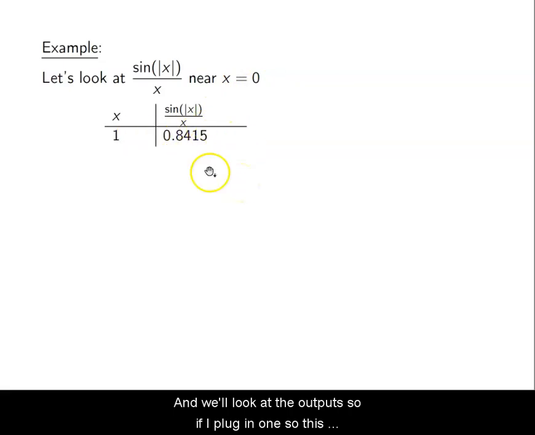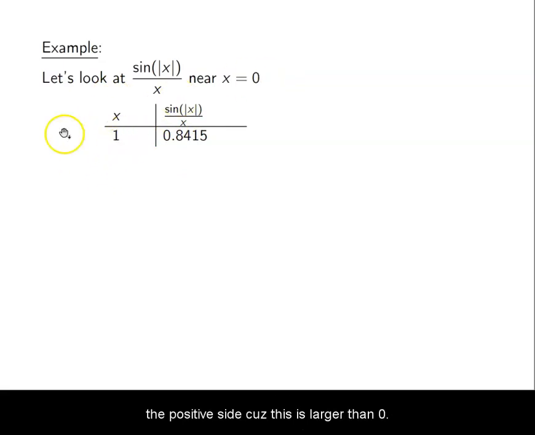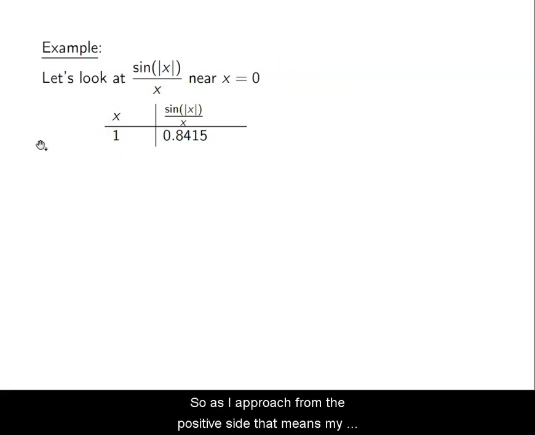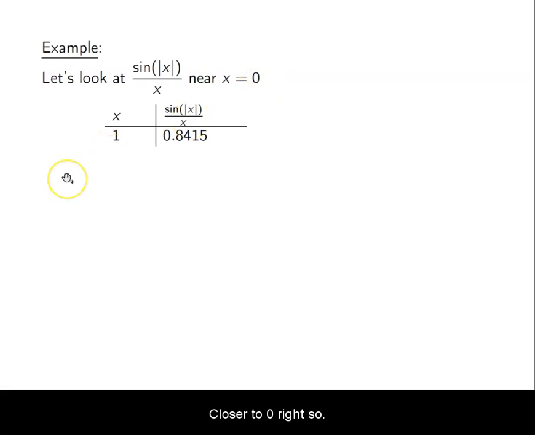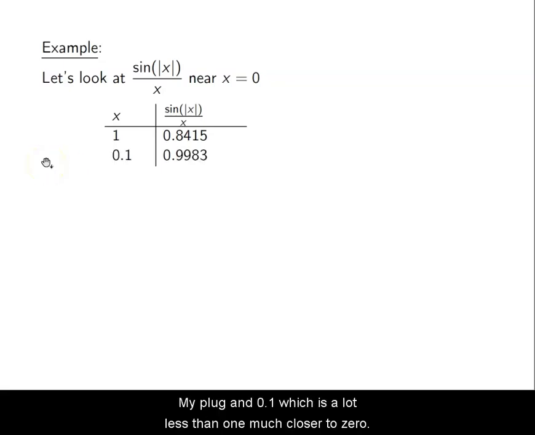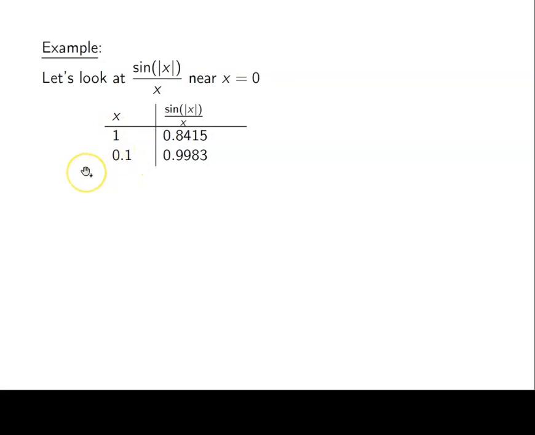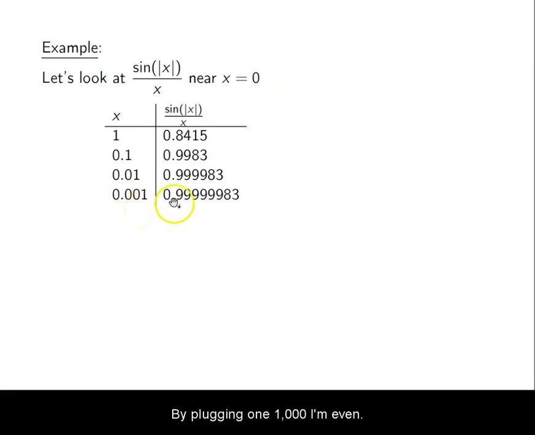So if I plug in 1, this should indicate to us that we're coming from the positive side because this is larger than 0. As I approach from the positive side, my values will get smaller and smaller, closer to 0, right? So when I plug in 1, I get 0.845. If I plug in 0.1, which is a lot less than 1, much closer to 0, I'm at 1/10. I get 0.9983. If I plug in 1/100th, I get 0.99983. If I plug in 1/1000th, I'm even closer to a value, right?